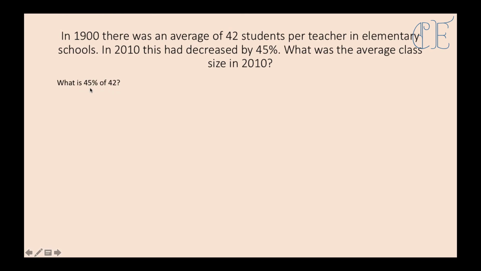Well, 45% as a decimal, you probably already know, is 0.45. So I can just do 0.45 times 42. Okay, so just change it to decimal, times it by the number of students, and it gives me 18.9. That's the decrease. That's not how many students there are, remember? So I still have to take away.